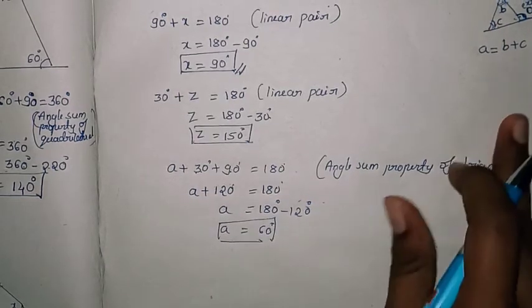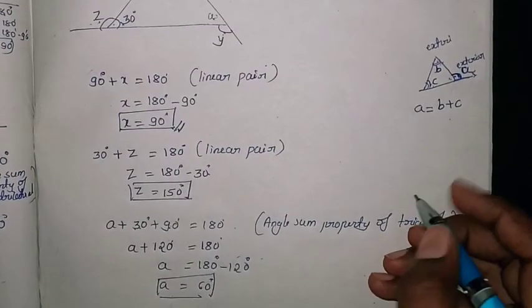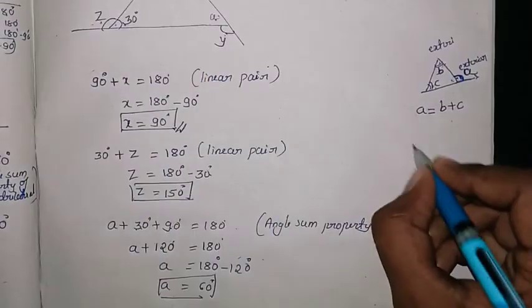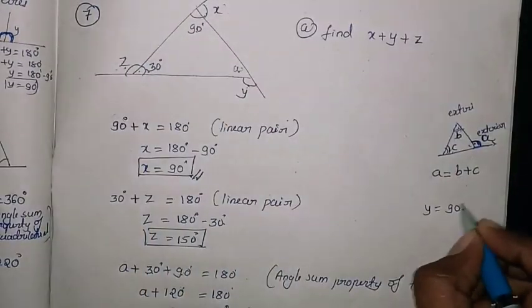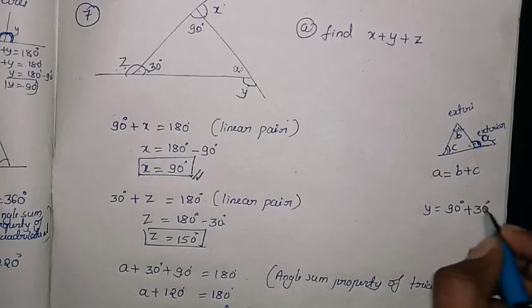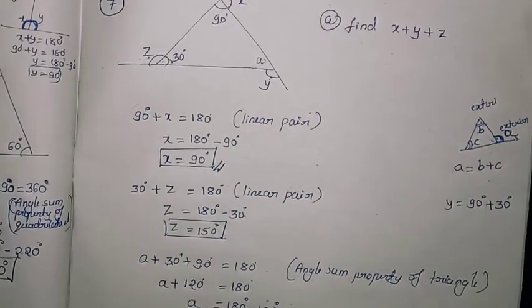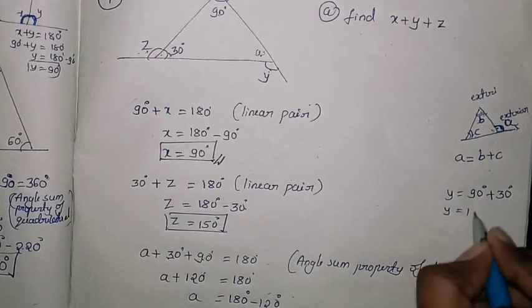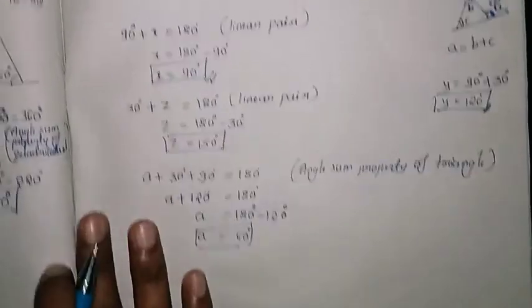If you apply the exterior angle theorem here also, you will get the same answer. So y is equal to 90 plus 30, so y is equal to 120 degrees. Here we got the A value, not the y value.